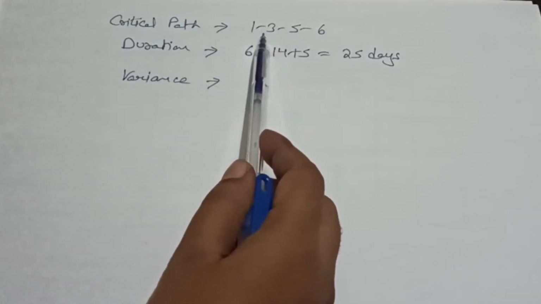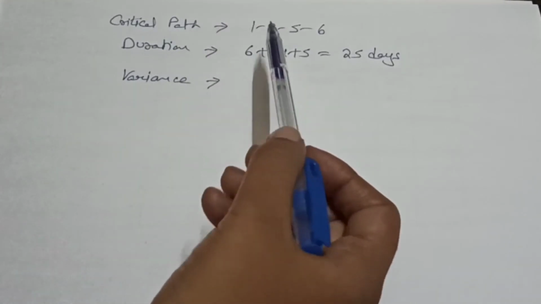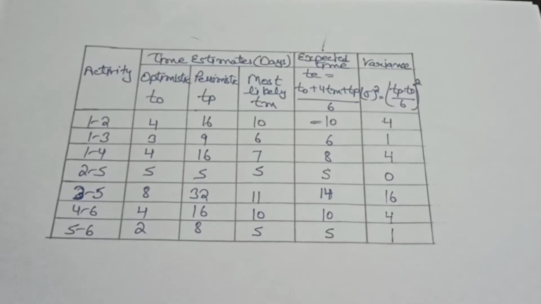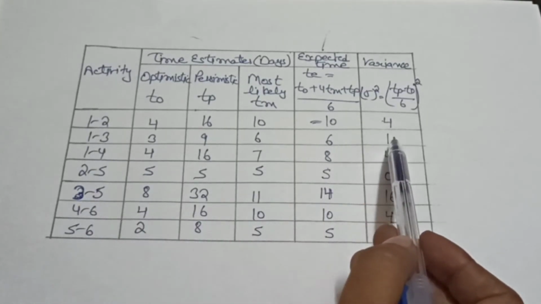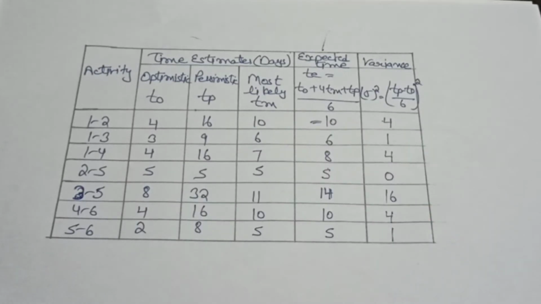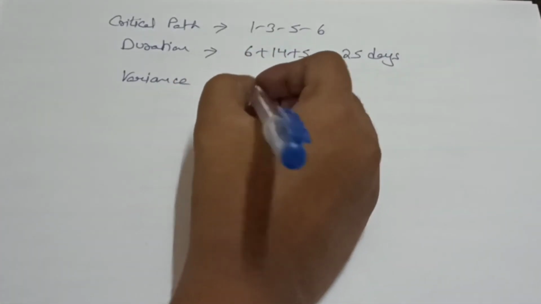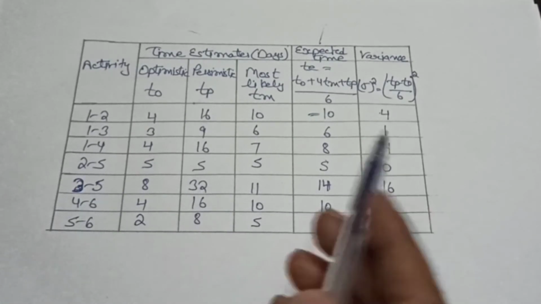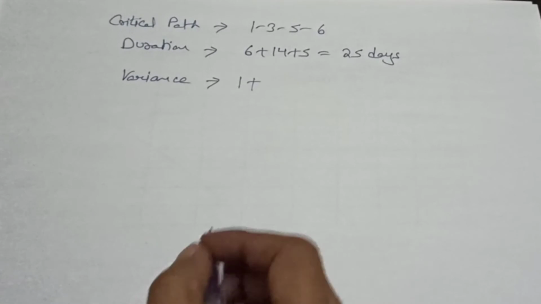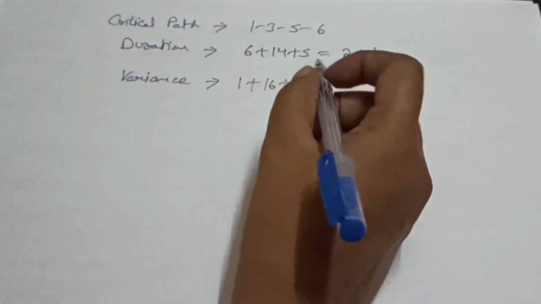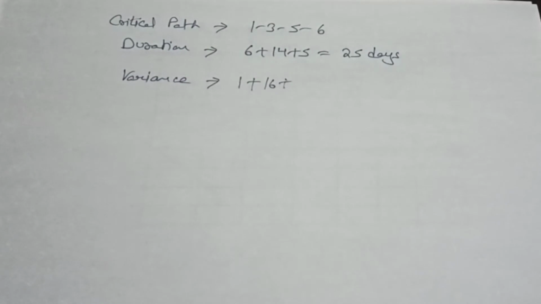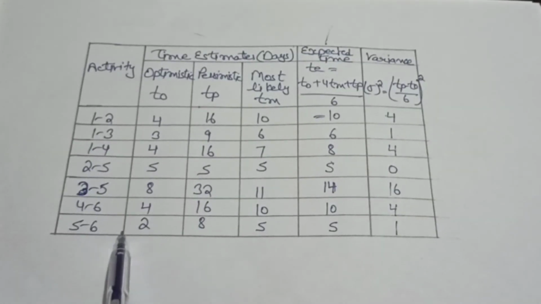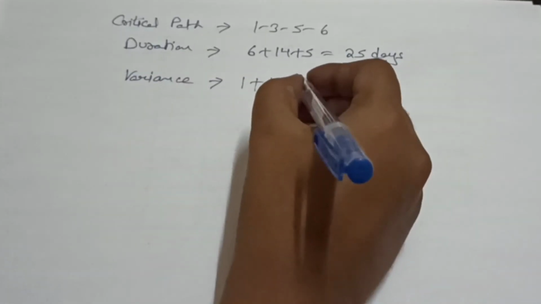For the first activity, 1 to 3, we can see in the chart the variance is, as you can see, 1. So we will write here 1. For this activity 3 to 5, you can see in this chart variance is 16. So we will write here 16. For this activity 5 to 6, in this chart you can see variance is 1. So we will write here 1.